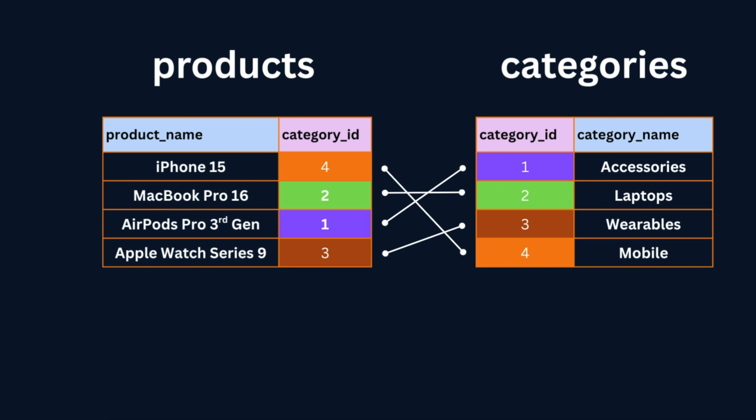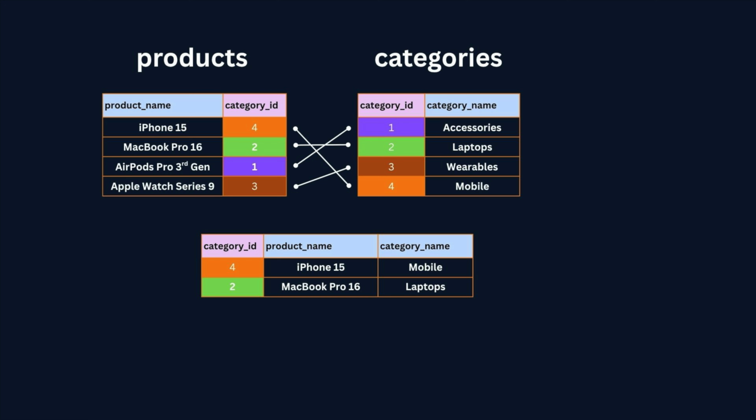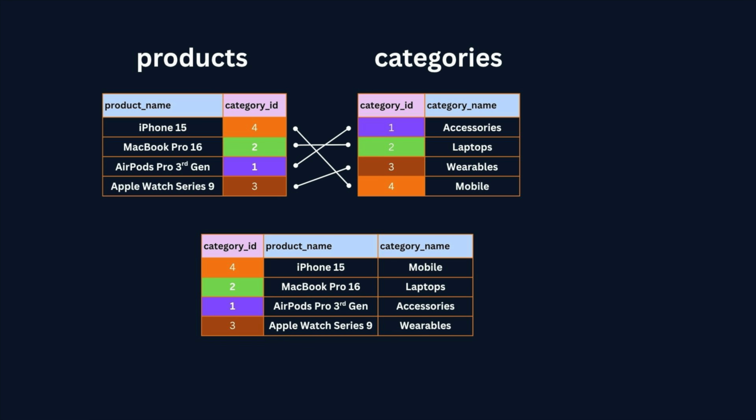For instance, in this products table, the iPhone 15 has a category ID of 4, and the category ID 4 corresponds to mobile in the categories table. So they will be linked: iPhone 15 belongs to the mobile category. Similarly, MacBook Pro will be mapped to laptops, AirPods to accessories, and Apple Watch to wearables using the category ID column. And all of this data integration is performed in SQL using joins.